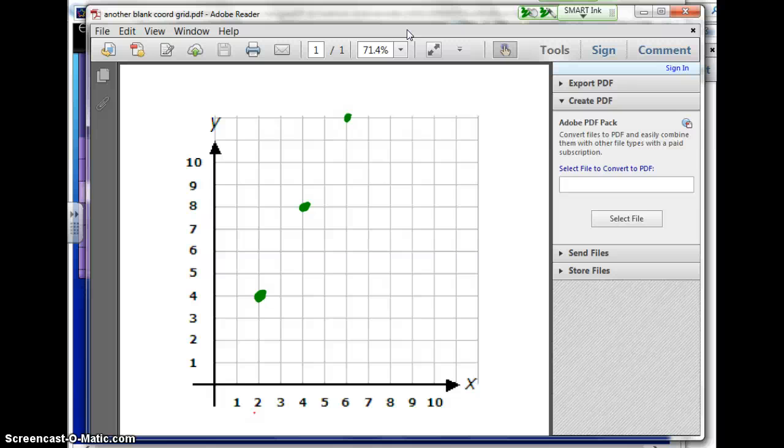Once you have plotted all of your dots, use the edge of your math journal, lay it flat, and connect them. Don't use a freehand like I am. You need a straight edge to connect your dots. And you should see a straight line. This is called a linear equation. A linear equation makes a straight line. Try to focus, Sarah.